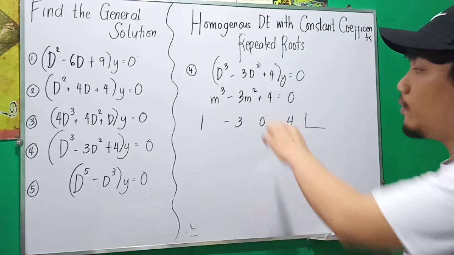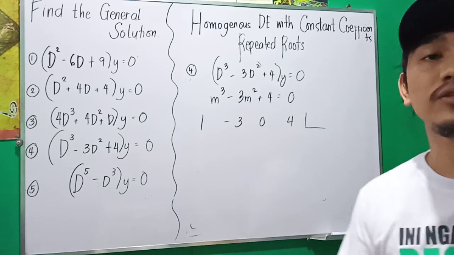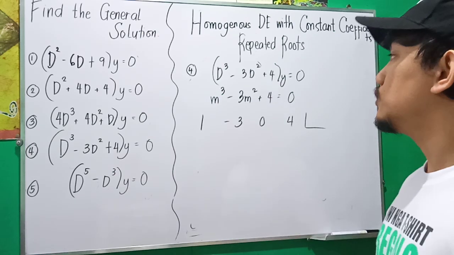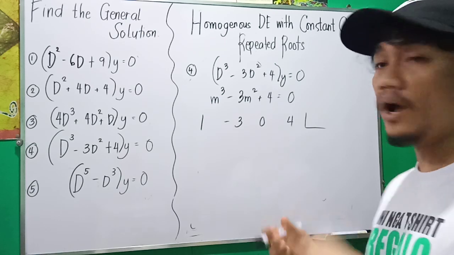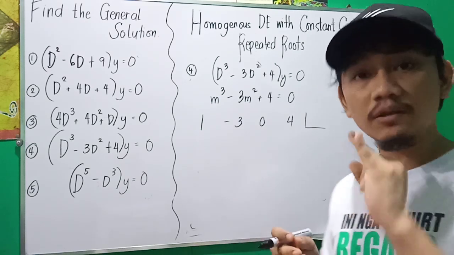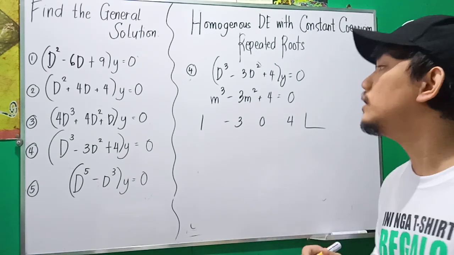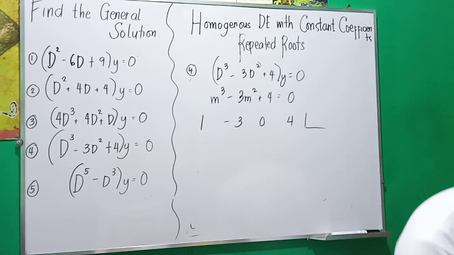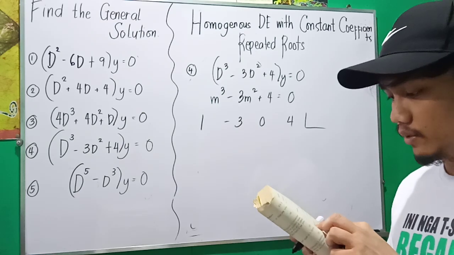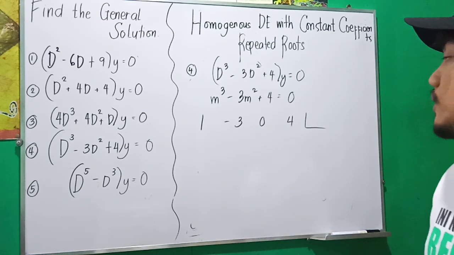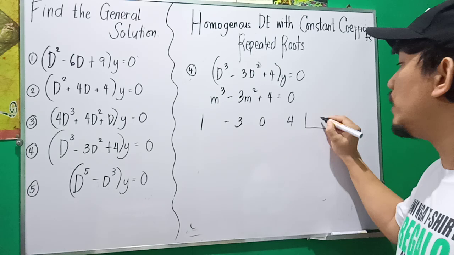So, i-test natin yung mga possible factors ng 4. Ano ba factors ng 4? Mga lodi. So, mga possible factors ng 4 ay 1, tapos negative 1. So, yun yung mga pwede, di ba, mga lodi? So, ano mangyari dyan? Wait, double check ko yung given. Tama ba yung given natin? So, that is D cubed minus 3D squared plus 4. O, tama naman. So, try natin yung 1.